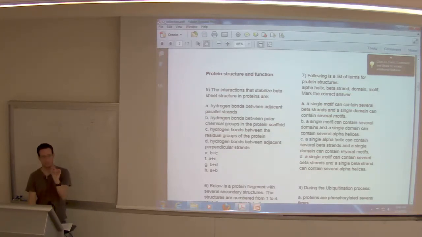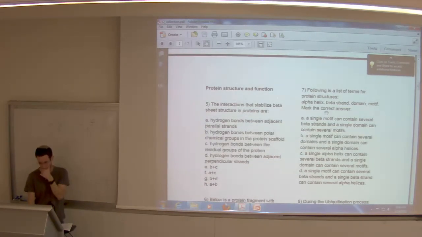Who's next? Following is a list of terms for protein structures: alpha helix, beta strand, domain, motif. Mark the correct answer. Up till now, this list, you don't have to use it. It's just to get you into the atmosphere of the question. It tells you to think about alpha helix, beta strand, domain, and motif. I will ask you a question about these terms.